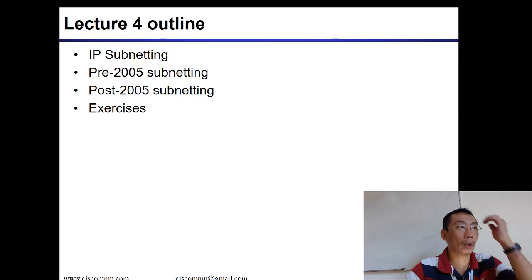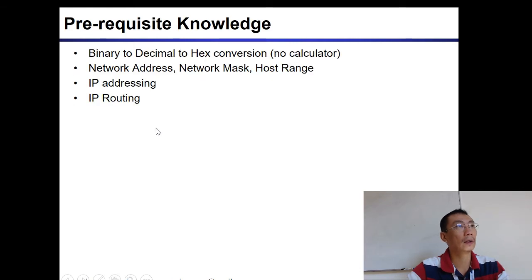So we're going to talk about IP subnetting, the pre-2005 subnetting and the post-2005 subnetting, and we have some exercises. Some of the prerequisites: you should know how to do binary to decimal conversion to hex without using a calculator. You must know what is the network address, network mask, host range. You must know IP addressing and some information about IP routing.